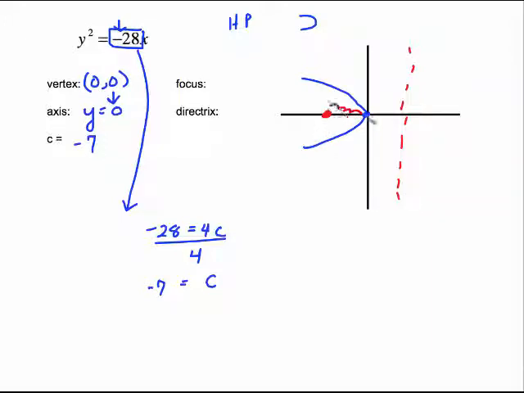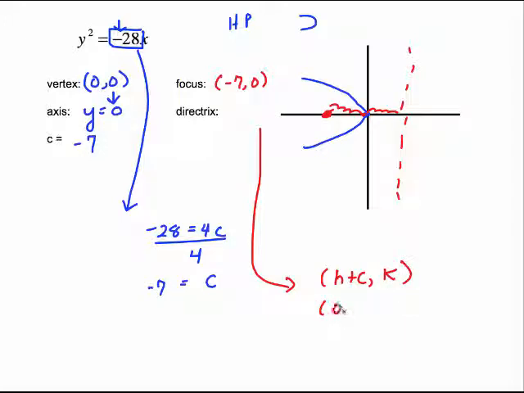It's 7 units this way, 7 units that way. So not using the formula, I'm counting this way from the vertex, 7 units, which will land at (negative 7, 0). Now if you want to use the formula, your formula says to find the focus, it is (h plus c, k). So h was 0, plus c, which is actually negative 7, comma, k, which is 0, is how I end up with (negative 7, 0).